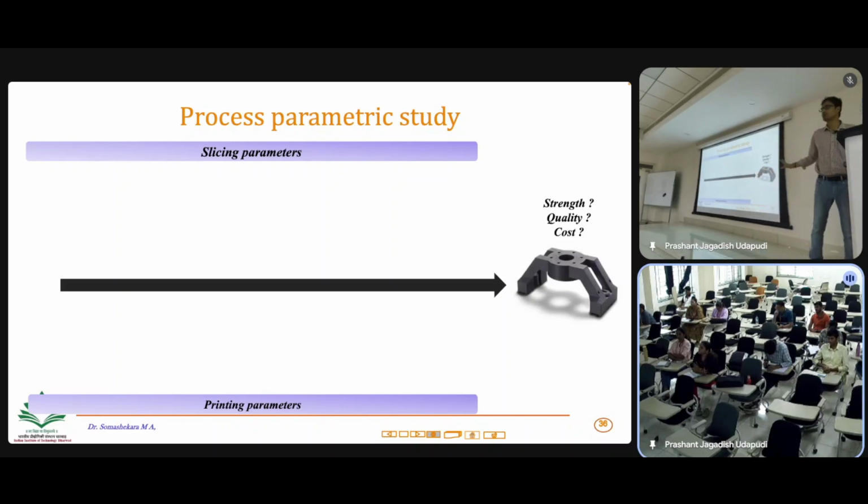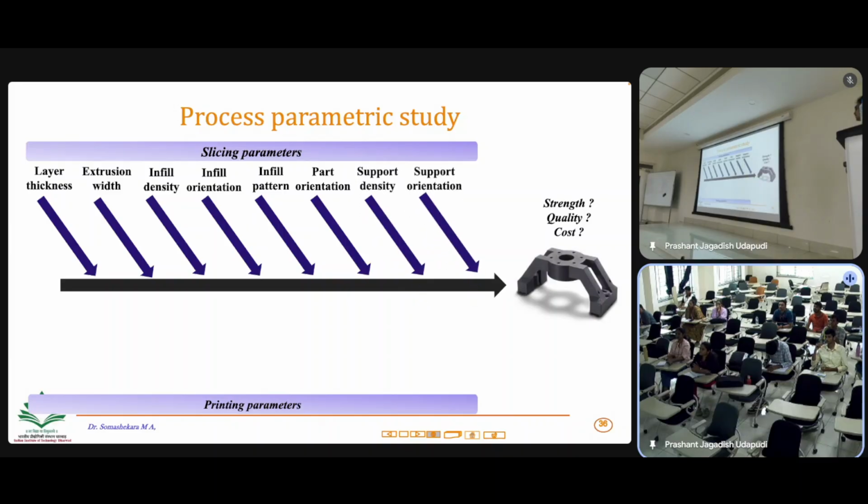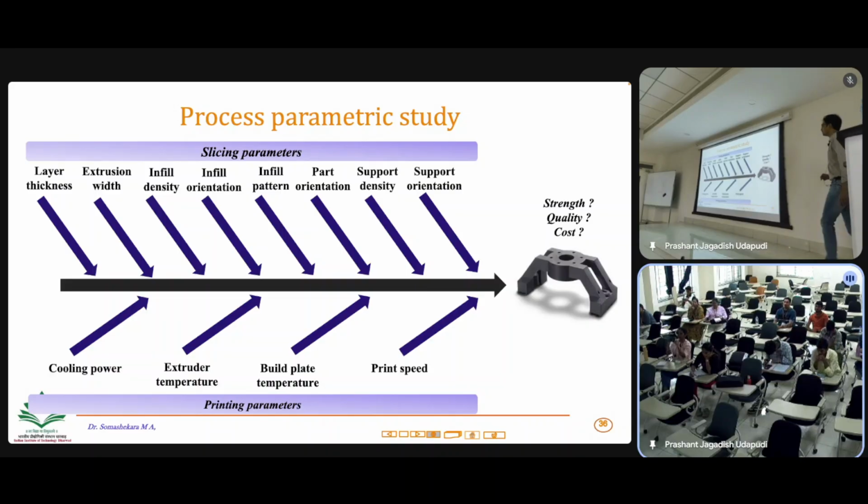There are two parameters that will decide the quality, strength, and cost of the component. One is the slicing parameters, the other is the printing parameters. So what are the slicing parameters? Example: layer thickness, the extrusion width, infill density, infill orientation, infill pattern, part orientation, support density, and support orientation. Also a few more parameters, for example the cooling power, extruder temperature, the build plate temperature, and the print speed. So these are the parameters that you can decide during slicing itself, right?